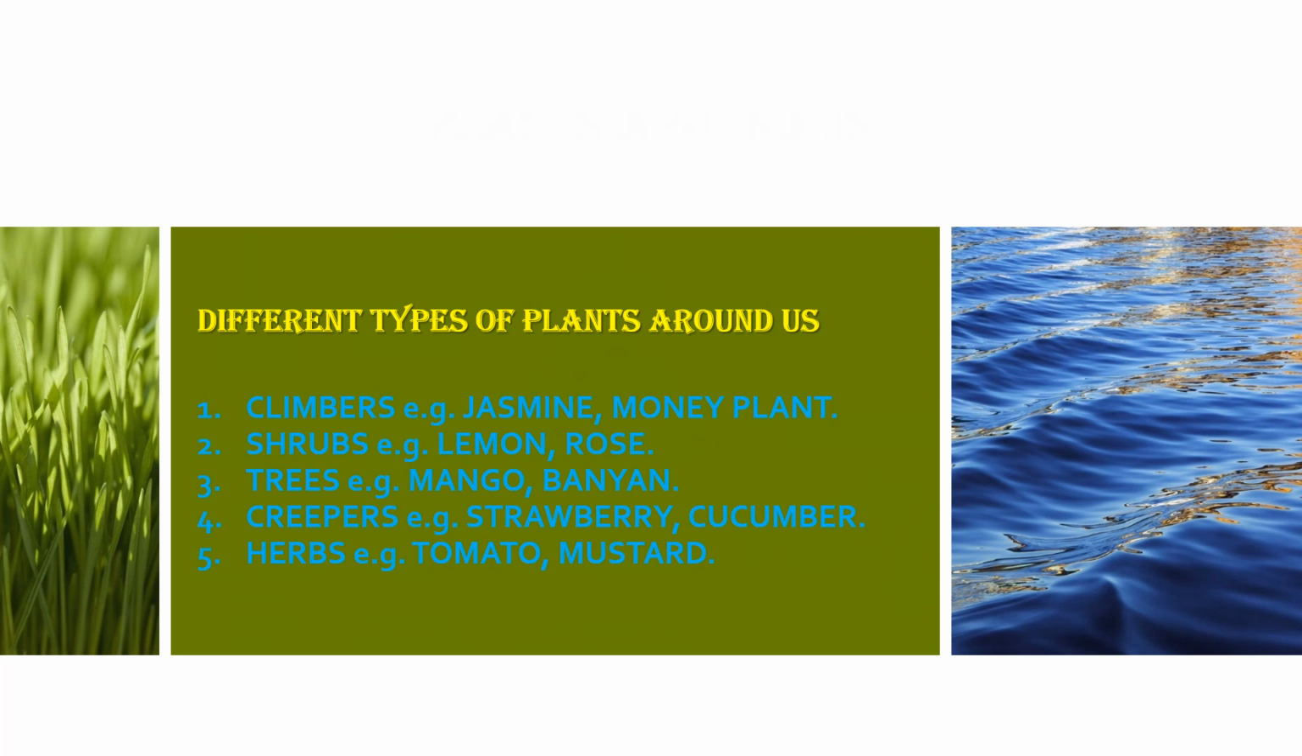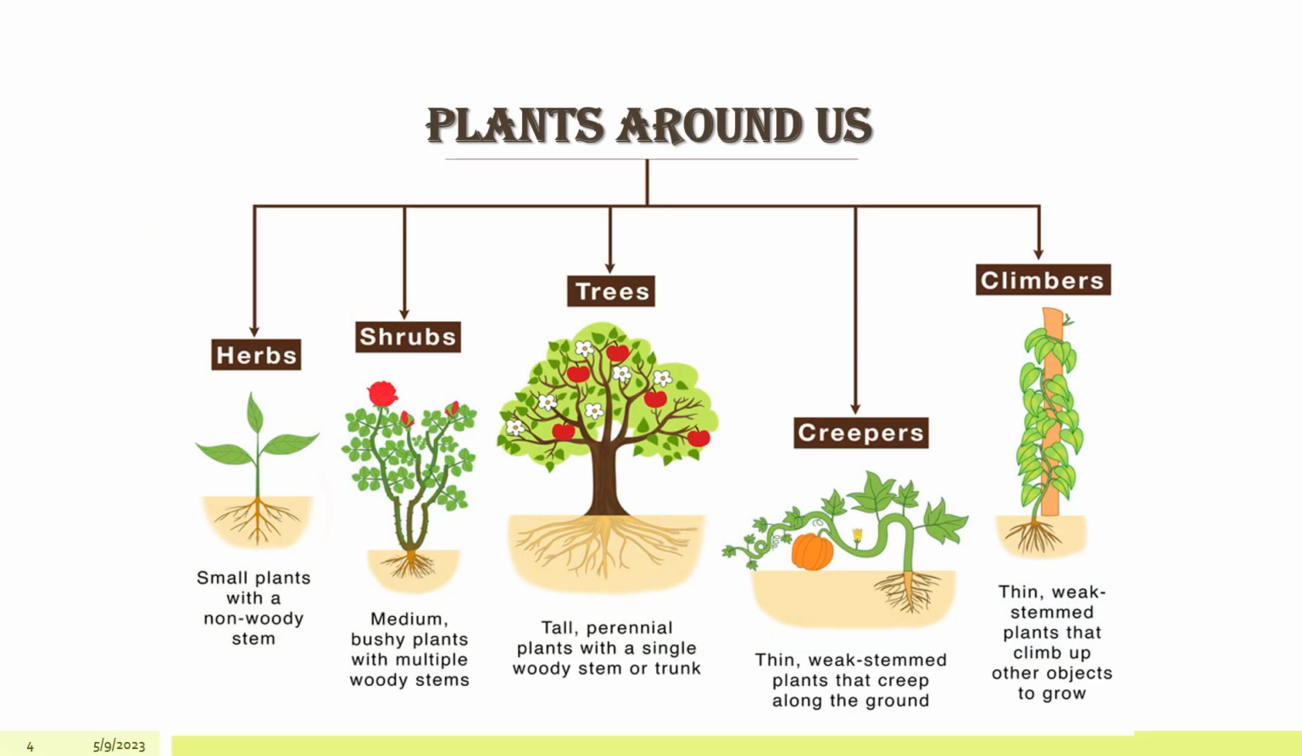Okay, you can see here I have given you a chart, where I have explained what are herbs, shrubs, trees, creepers and climbers. Let's see first of all the herbs. Herbs are very small plants with a non-woody stem. You can have a look at their stem. It is completely green. It is non-woody. That means they have a weak stem, right?